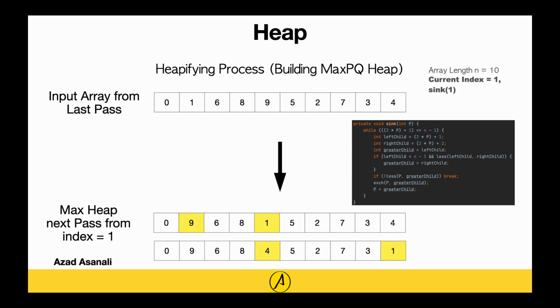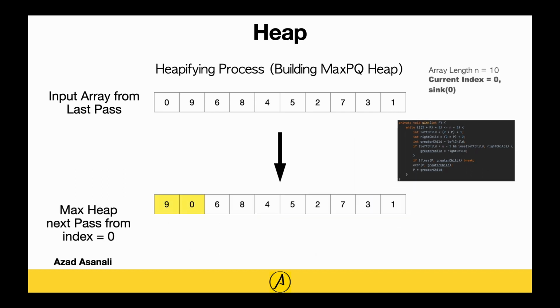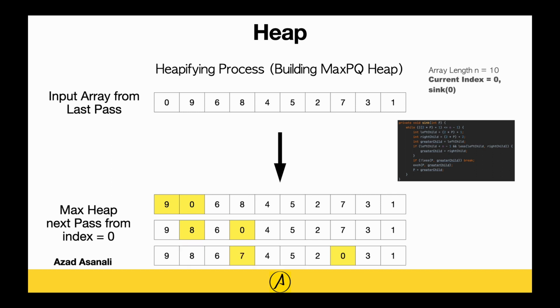And now once again we run this condition because it is a while loop, and we found out that another property at 1 is also not satisfying the heap condition. So we will exchange 4 and 1. And then in the last pass we do the same thing. We will exchange 9 and 0, and then we exchange 0 and 8, and we exchange 0 and 7. So this is our heapified array.